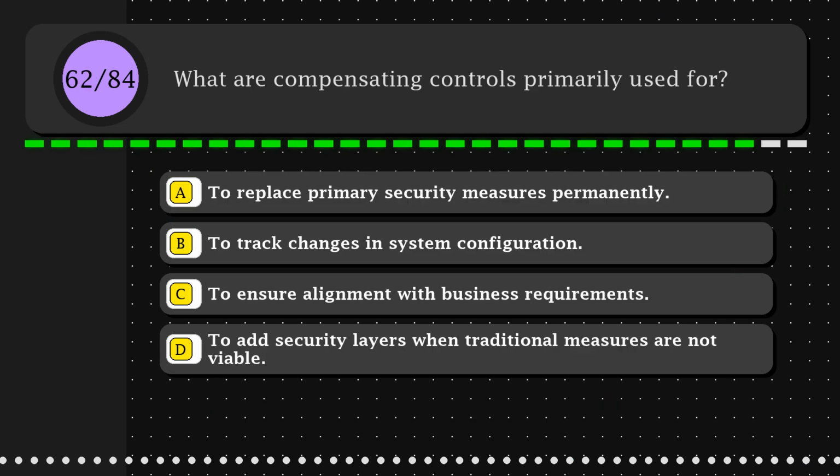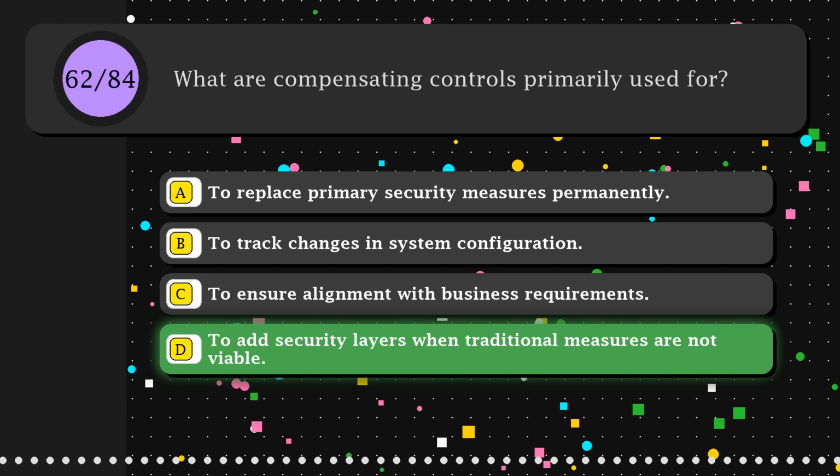Question 62. What are compensating controls primarily used for? Option A. To replace primary security measures permanently. Option B. To track changes in system configuration. Option C. To ensure alignment with business requirements. Option D. To add security layers when traditional measures are not viable.